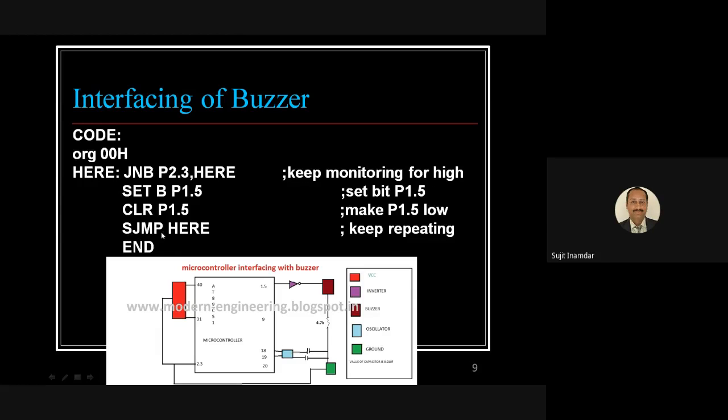After that, SJMP, that is short jump here. Here म्हणजे कुठं तर पुन्हा इथं सुरुवातीला पुन्हा एकदा जाऊन इथं चेक कर की ह्याची व्हॅल्यू 0 आहे का. जर 0 असेल तर इथेच राहा, 1 असेल तर परत इथं चेक कर, म्हणजे बझर ऑन कर, परत ऑफ कर, परत इथं जा. And in this way the program is going to be written for interfacing the buzzer. Got it? So this is the simple way of connecting the buzzer.